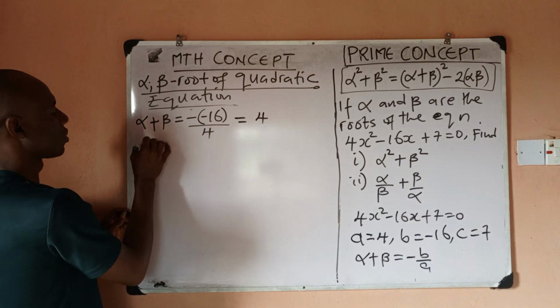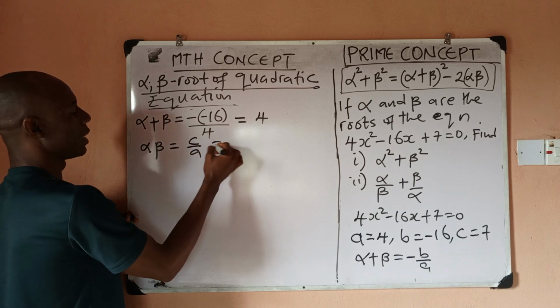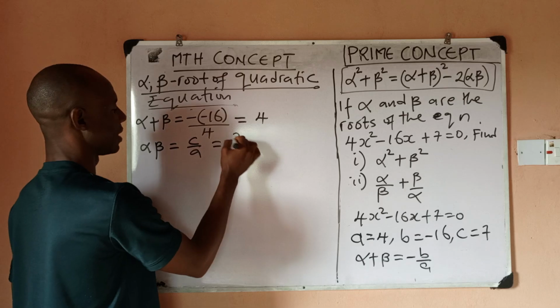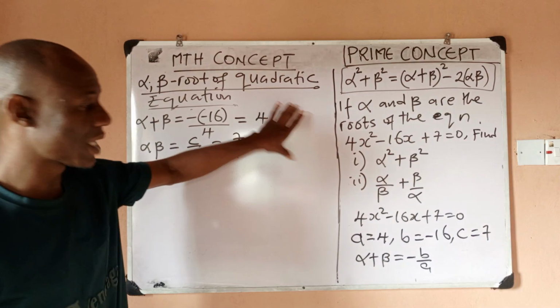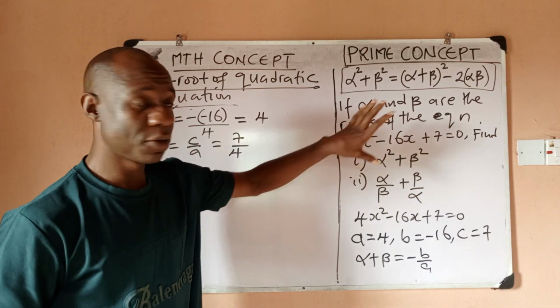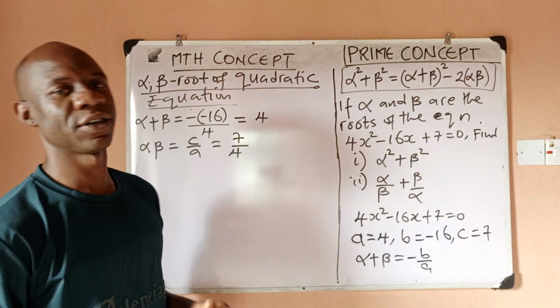So this will give me 4, right? Yes. Now, I also have alpha beta, which has the formula C over A. And what is my C? My C is 7. My A is what? 4. So these are the first things. That is not what the question is asking for.